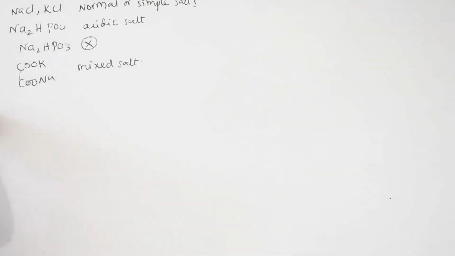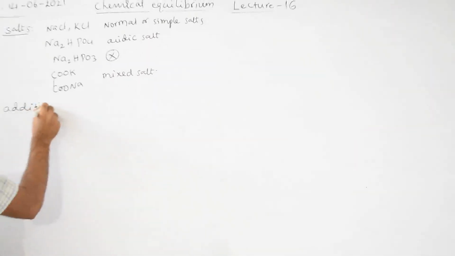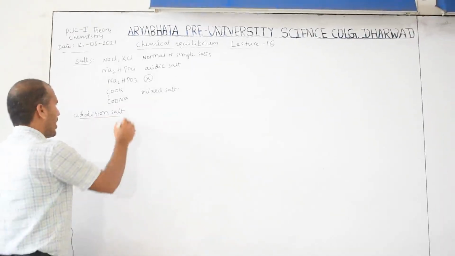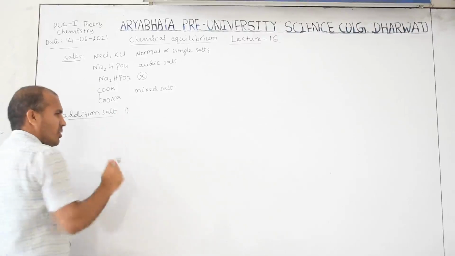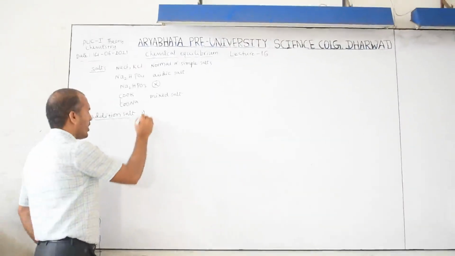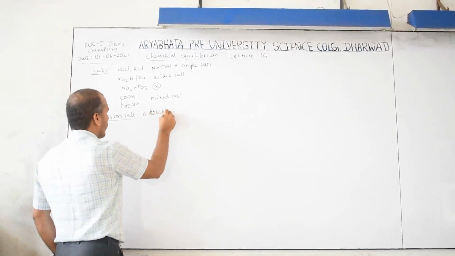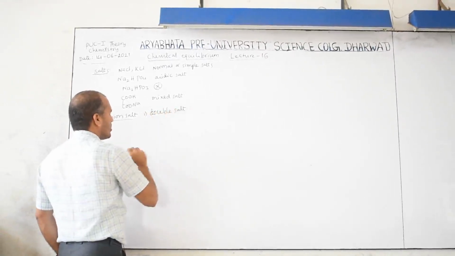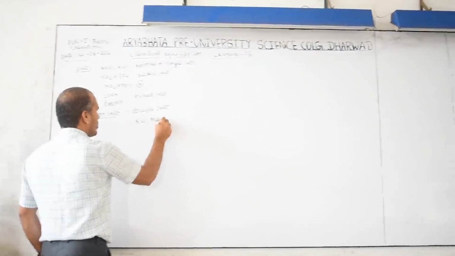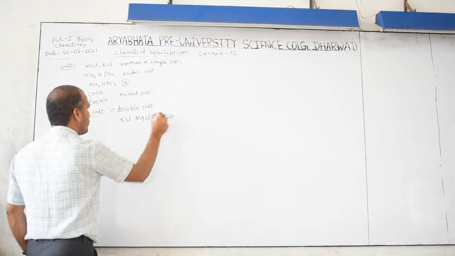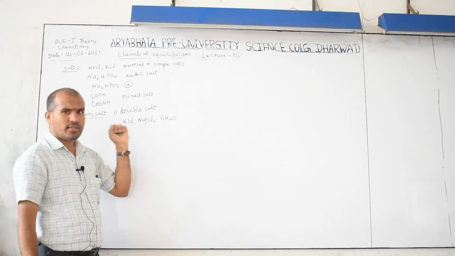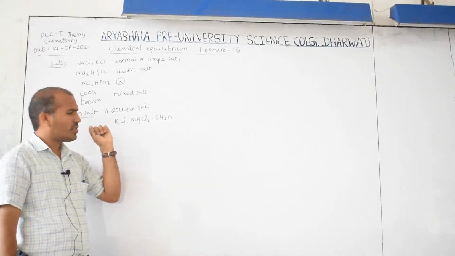Next, addition salt. These addition salts are of 2 types. It means 2 stable salts, and on adding them we will get the addition salt. One is double salt. For this double salt, one example is KCl.MgCl2.6H2O, carnallite. It is stable in the solid state.